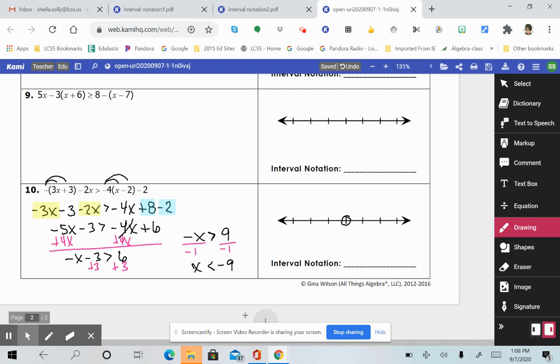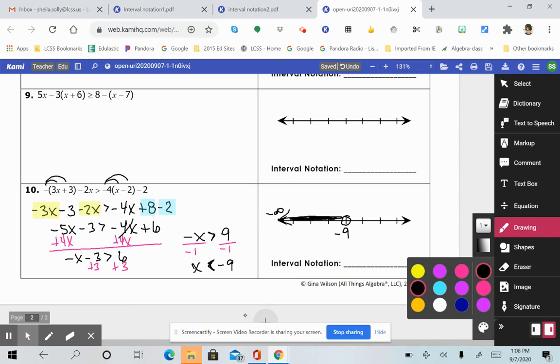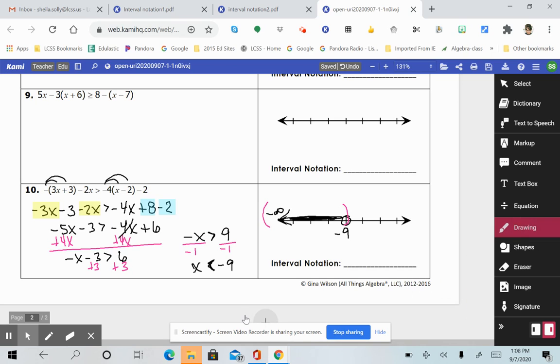Empty circle at negative 9. Variable's on the left, so shade the direction of the inequality that's pointing. And we're approaching negative infinity. Now we want to enclose. And remember that there's parentheses always at infinity and parentheses at empty circles. Now to write that out in interval notation, it will be parentheses, negative infinity, comma, 9 parentheses.